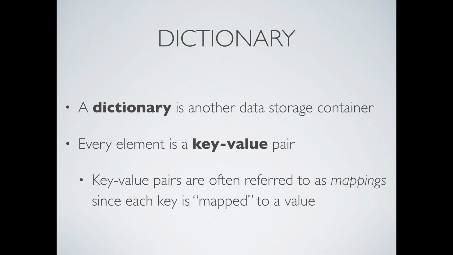So in lists is just an ordered list, hence the name, of elements. In dictionaries, the elements come as pairs. So the pairs are keys and values. These key-value pairs are often referred to as mappings. The way it sort of works is that the key is mapped to a value, so they're sort of teamed up together.